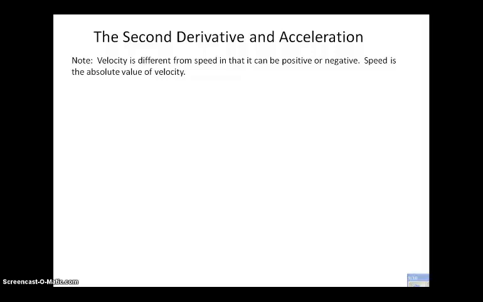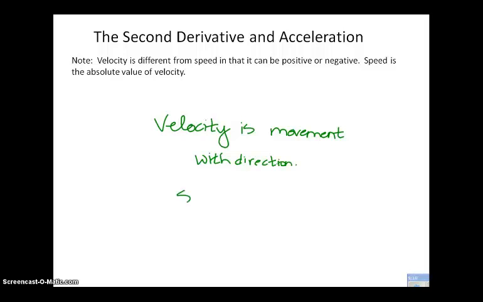So velocity is different from speed. I want you to recognize that. Velocity, and you'll get this more than you could ever hope for probably in physics, is movement with direction. Okay, that's different from speed, which is just movement, ignoring direction. There is a definite difference between them as far as real world meaning.